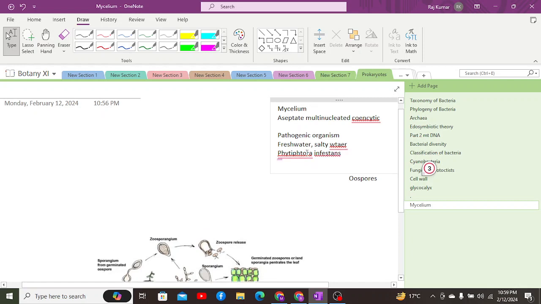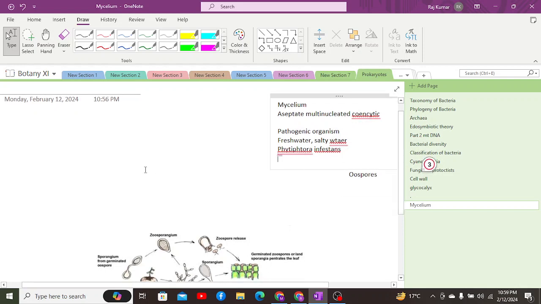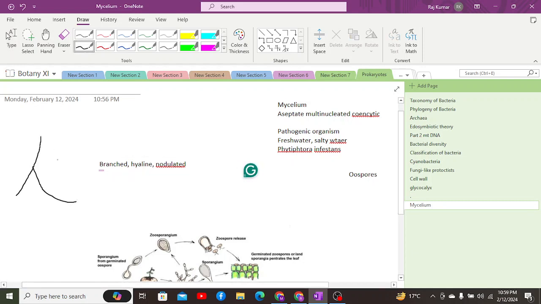As well as being pathogenic, of course they have an absorptive form of nutrition, such that their hyphae are modified into several branched structures. Hyphae are branched, as well as hyaline, and on the other side it is nodulated, such that from one end it is branched and from the other end it is nodulated, just like the formation of nodules, right?